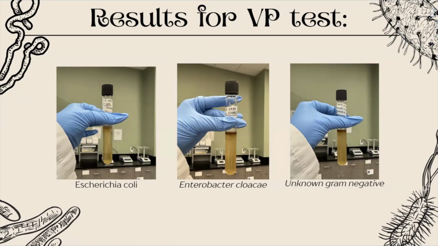For the VP test on E. coli, we don't really see a different color of a band. We see a band, but it just stays yellowish. It's not very prominent. And so we indicate that as a negative VP. For E. cloacae, we see a dark brownish color at the top. We indicate that as negative as well. And for our unknown, we see the same thing as the E. cloacae, a very brownish band around the top, and we indicated that as negative as well.